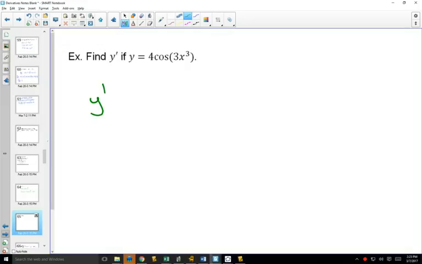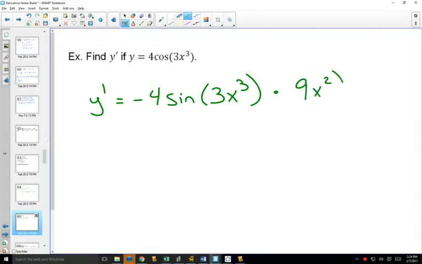So when we do the derivative of our outside function, and we say our outside function is cos, what's the derivative of cos? Negative sine. So our equation will start with a negative sine. We keep the inside function the same. Chain rule says then multiply by the derivative of the inside function, which is your 3x cubed. The derivative of 3x cubed is 9x squared.